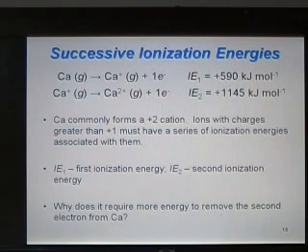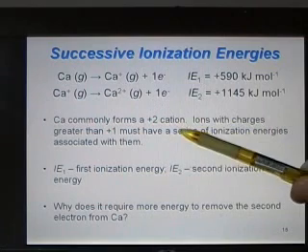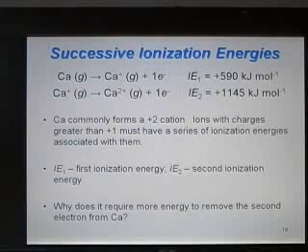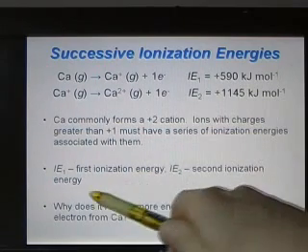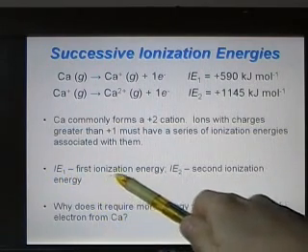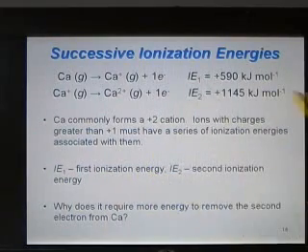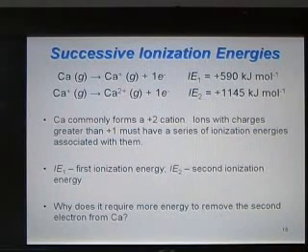Now, calcium commonly forms a 2+ cation. Ions with charges greater than 1 must have a series of ionization energies associated with them. IE1 is known as the first ionization energy, and IE2 is called the second ionization energy. So that brings up a question. Why does it require more energy to remove the second electron from calcium?